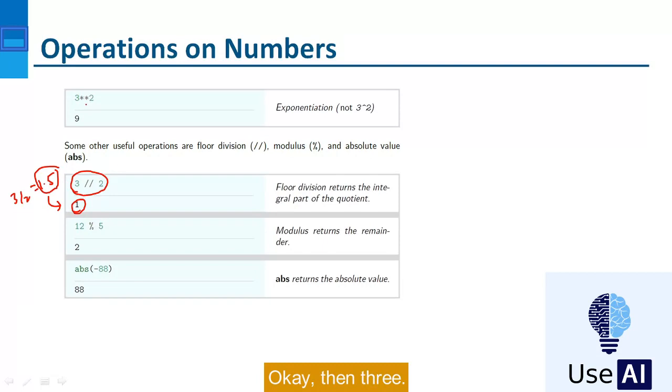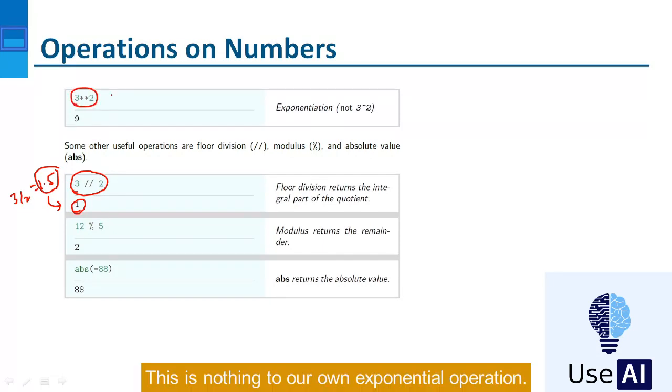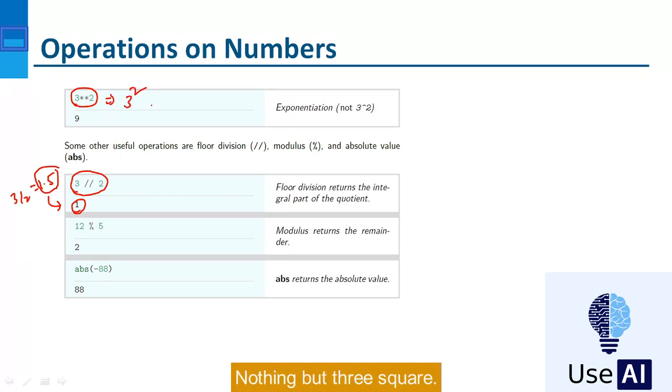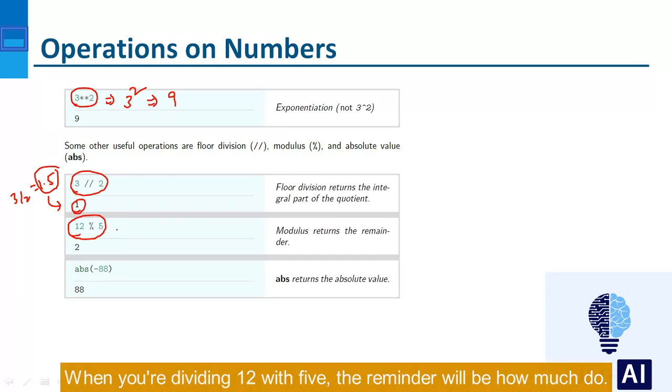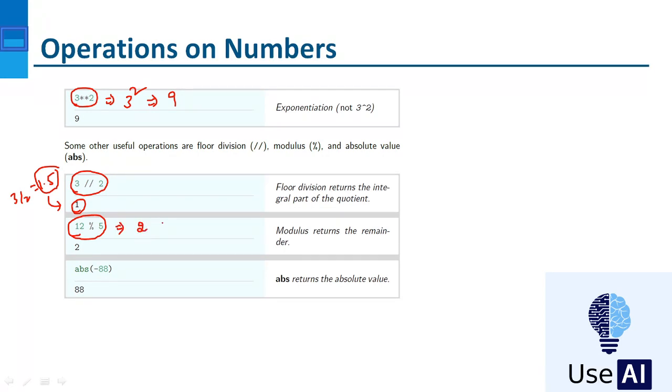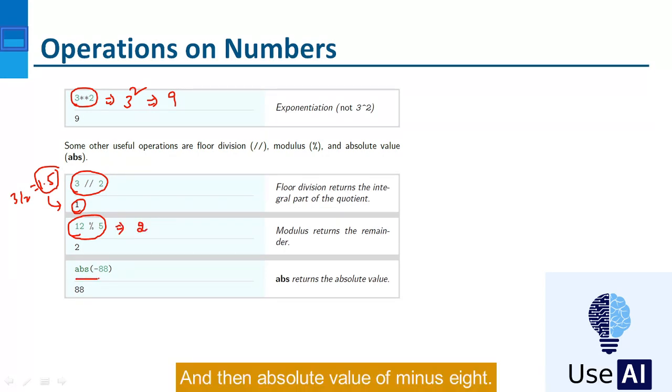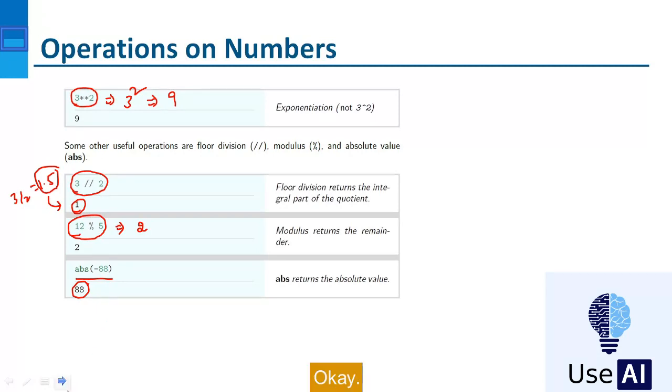Okay, then 3 double star 2. Okay, this is nothing but power or exponentiation operation, nothing but 3 square. So 3 square is evaluated as 9. Next, 12 mod 5. When you are dividing 12 by 5, the remainder will be how much? 2. Okay. And then absolute value of minus 88. So that will give you the result as 88. Okay.